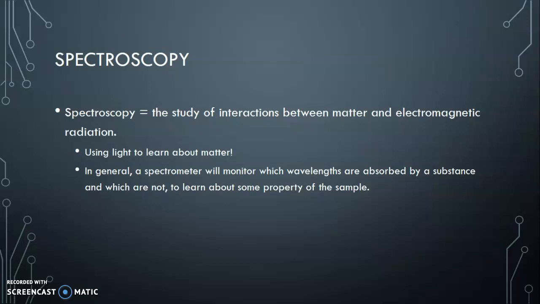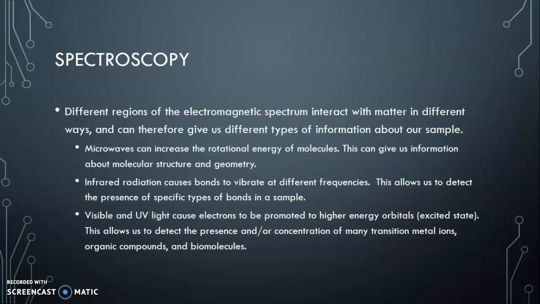Spectroscopy, in the most general sense, is the study of interactions between matter and electromagnetic radiation. We're using light to learn something about the atoms and molecules in our sample. So, in the most general sense, whatever spectrometer or instrument you're working with is going to be monitoring which wavelengths are absorbed by a substance and which are not, to learn about some property of that sample. What you can learn depends upon the wavelength or the region of the electromagnetic spectrum that you are exposing your sample to. Different regions cause different things to happen within your sample.